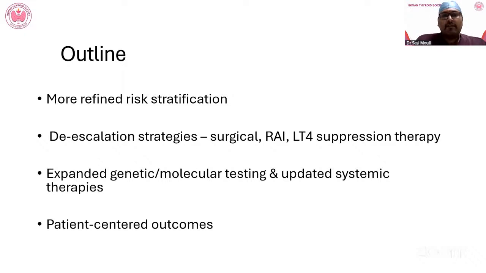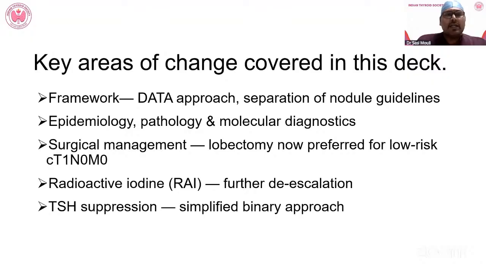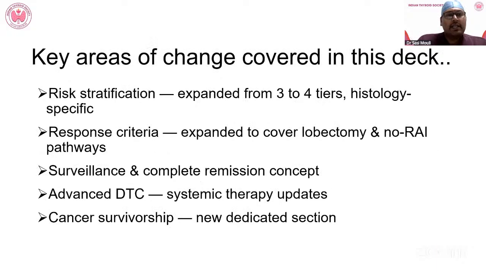So there is more refined risk stratification in this 2025 version, with de-escalation strategies and expanded molecular testing with patient-centric outcomes. The main important thing is the data approach, which we'll see further, and the surgical management, and other things like radioactive iodine and TSH suppression have been de-escalated. The risk stratification has gone from 3-tier to 4-tier, which is more specific.